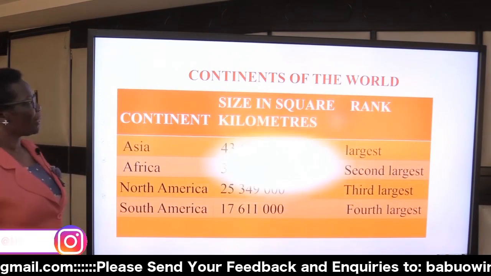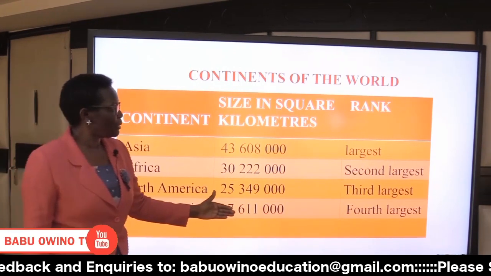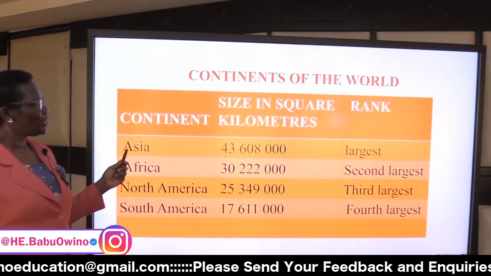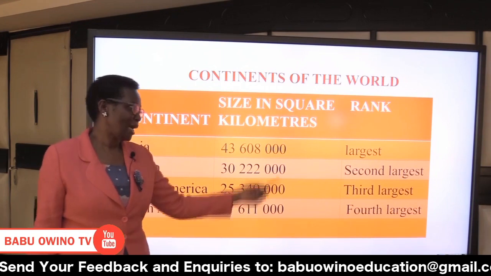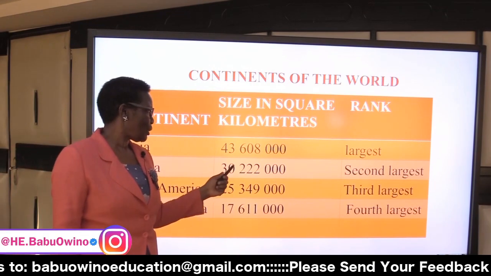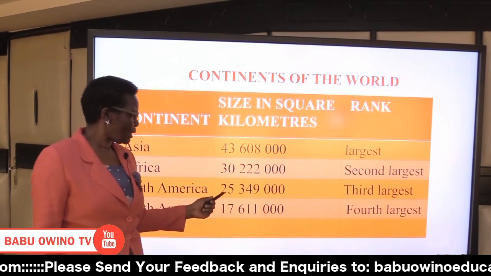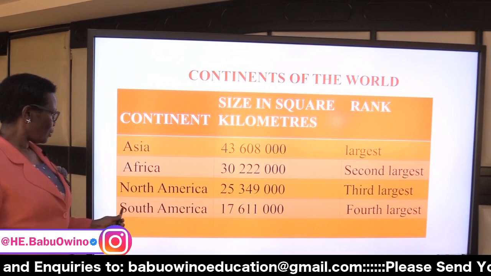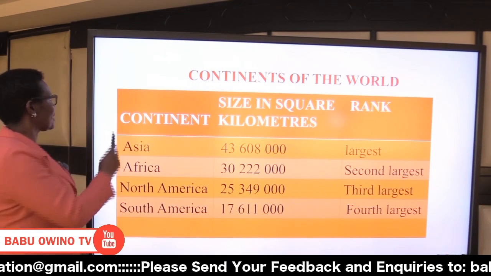Then we look at the continents of the world, size in square kilometers and rank. The largest here is Asia, 43,608,000 square kilometers. Africa is the second largest at 30,222,000. Then after that, we go to North America, 25,349,000 being the third largest. We go to South America, 17,611,000, fourth largest.